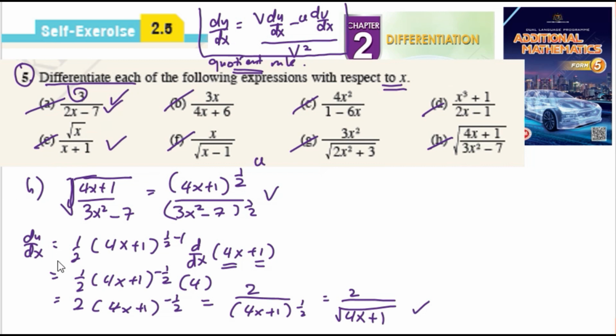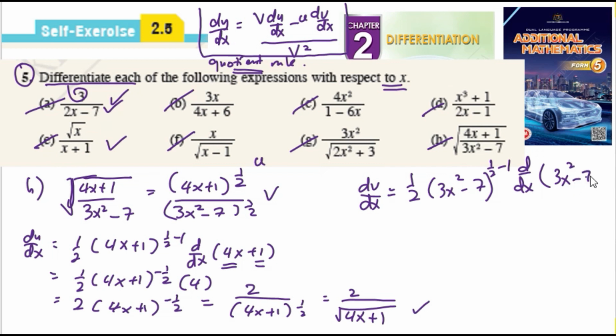So we have to find dv over dx. So here just put dv over dx is equal to, so here our v is (3x squared minus 7) to the power of half. So we bring the power forward, so half (3x squared minus 7), and then we minus the power with 1, and then we differentiate what is inside the bracket. 3x squared minus 7. So here we get half (3x squared minus 7), half minus 1, you get negative half.